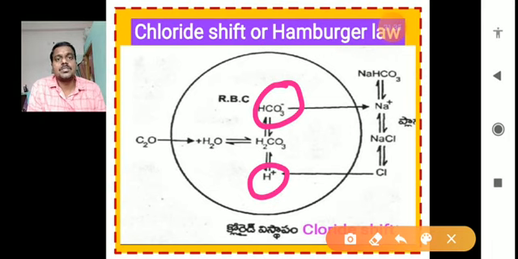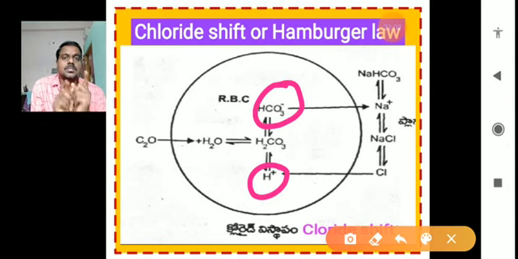So the RBC is not safe from this increase of H plus ions. The increase of H plus ions in the RBC affects the RBC structure. That's why some process is present in the RBC. The equations we discussed in the previous slide are not easily transferred to the lungs, so in the RBC some process is present.